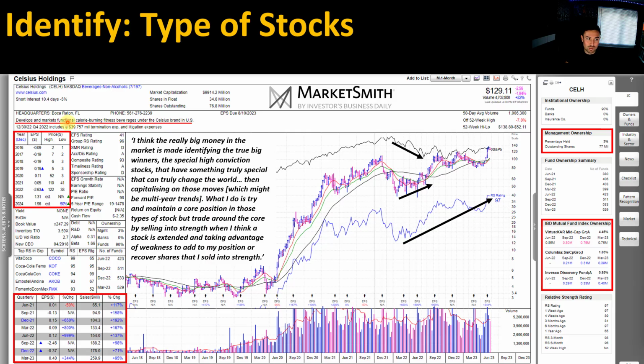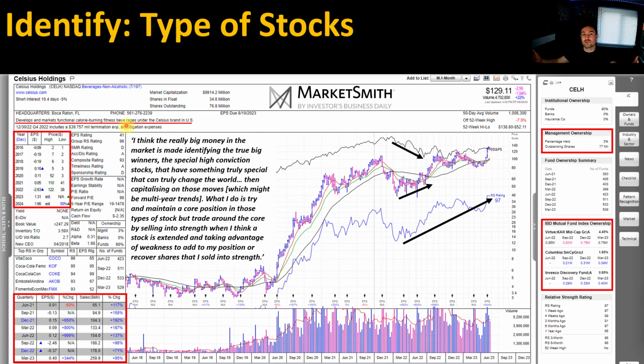Celsius as well. Develops and markets functional calorie-burning fitness beverages. Do you know any other drink that burns calories from drinking it? Other than, I know some of you may go, well, green tea, it boosts your metabolism and stuff like that. You're kind of missing the point. Go and research what this company does. And at the minute, I believe it's only in the US. Wait till it goes global.